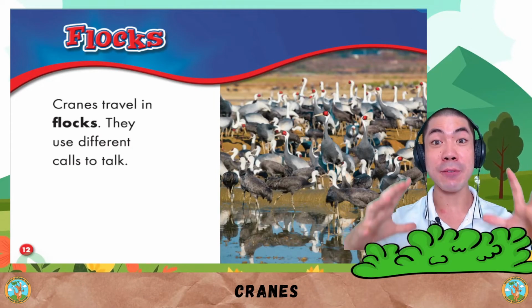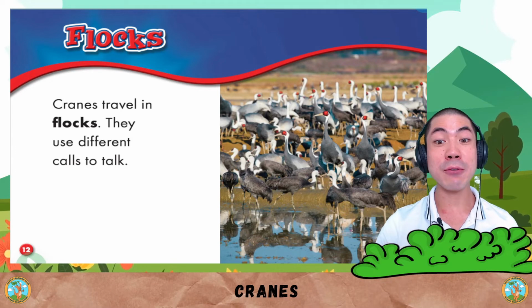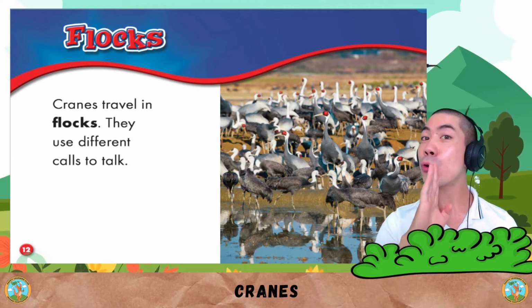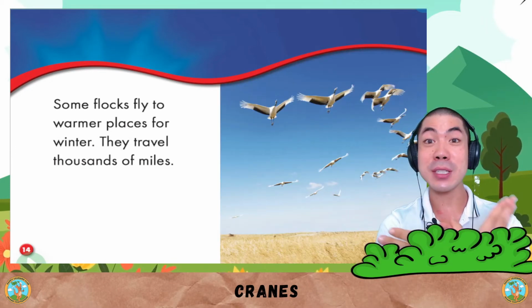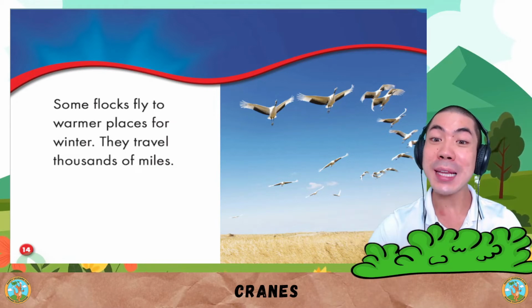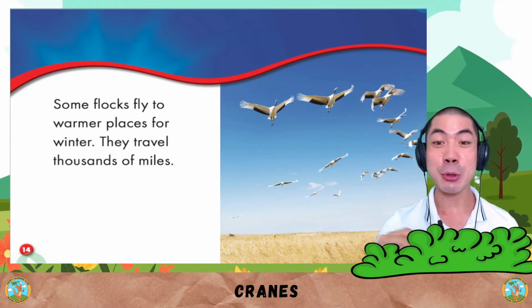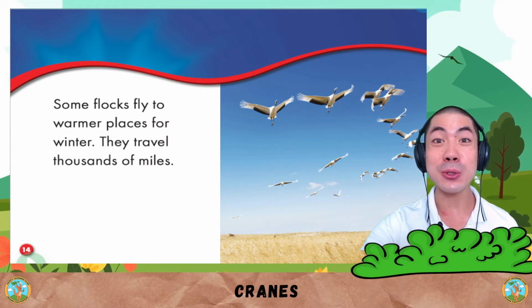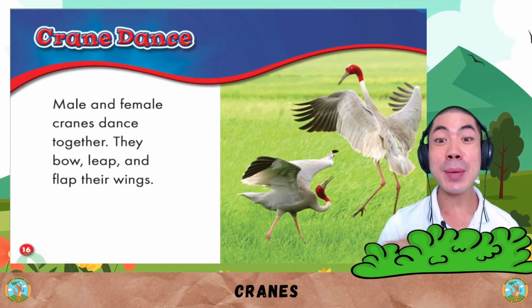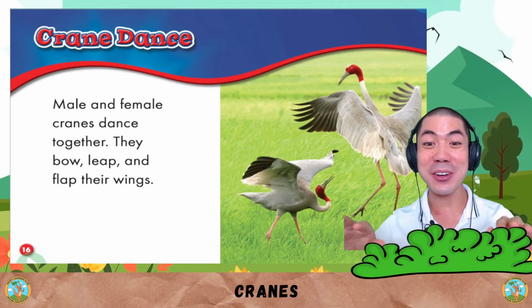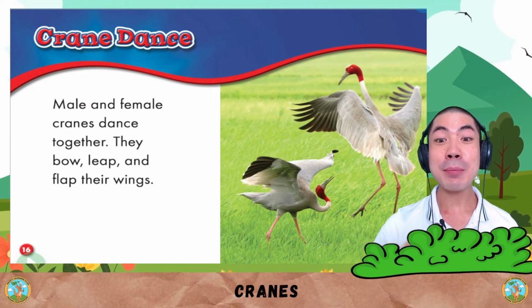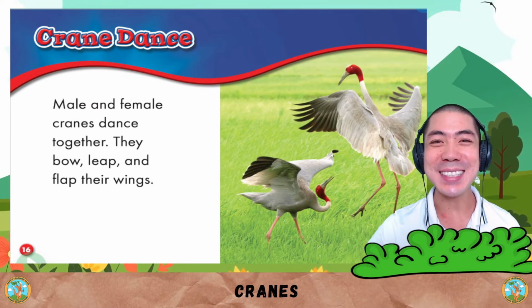Cranes travel in flocks. They use different calls to talk. Some flocks fly to warmer places for winter. They travel thousands of miles. Male and female cranes dance together. They bow, leap, and flap their wings.